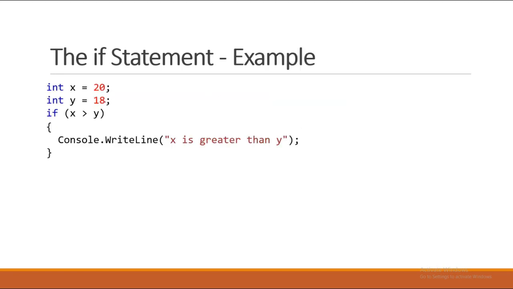Let's see an example. We have two variables, int x and int y. The value of x is 20 and y is 18. Then the if statement: if x greater than y, 20 is greater than 18, yes, it's true, so the block of code is executed and it shows on the screen this message: x is greater than y. It is how we can use the if statement in C sharp.